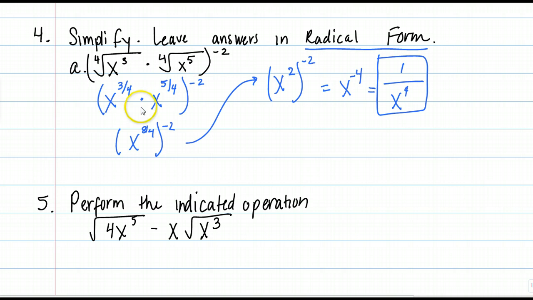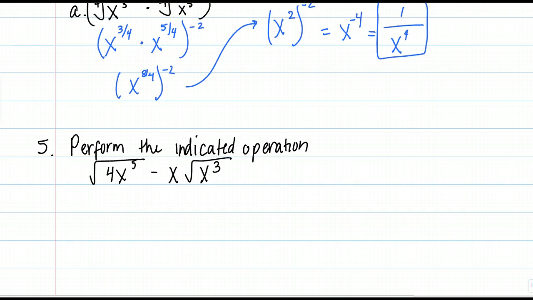Again, there's different ways we could do this. We could have brought this negative 2 to each of our terms and then done some combining. So if you want to try this problem on your own and your steps look a little different, that's okay, as long as you get 1 over x to the 4th as your final answer.